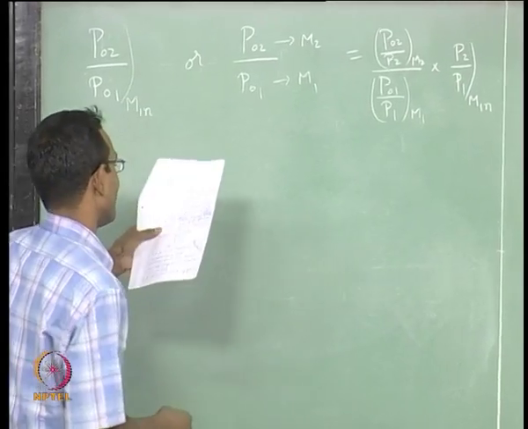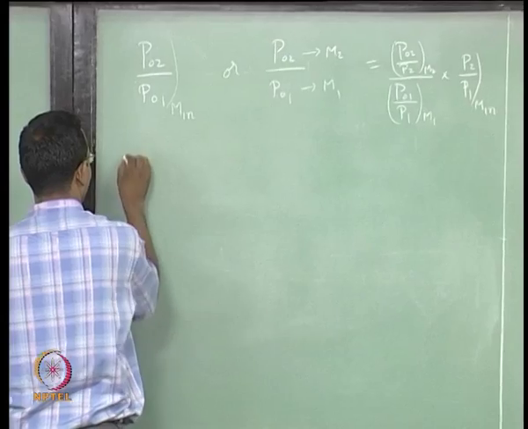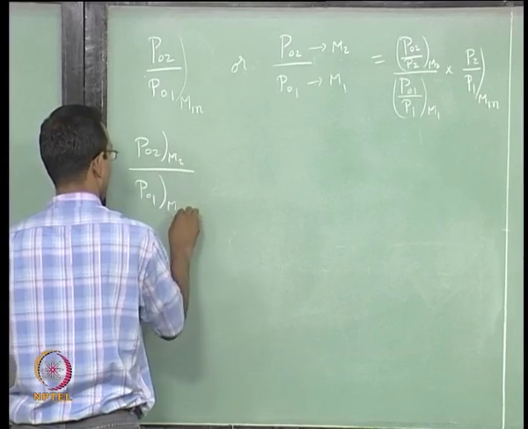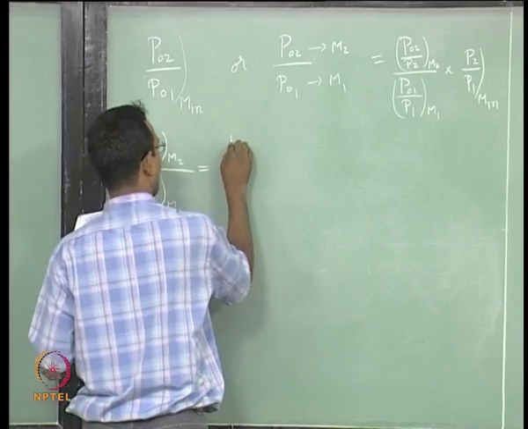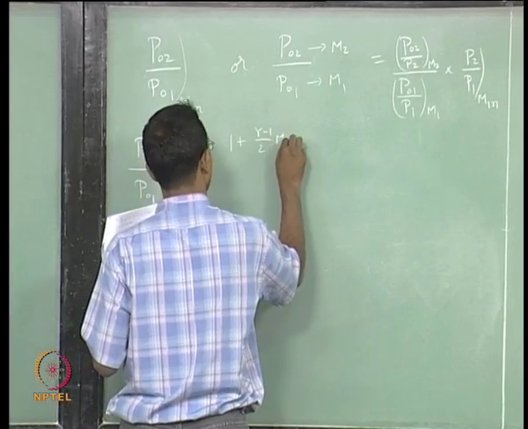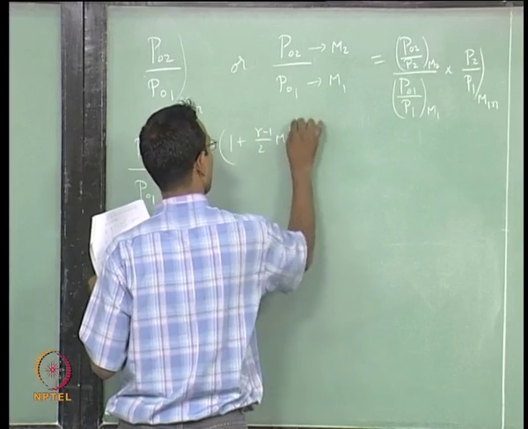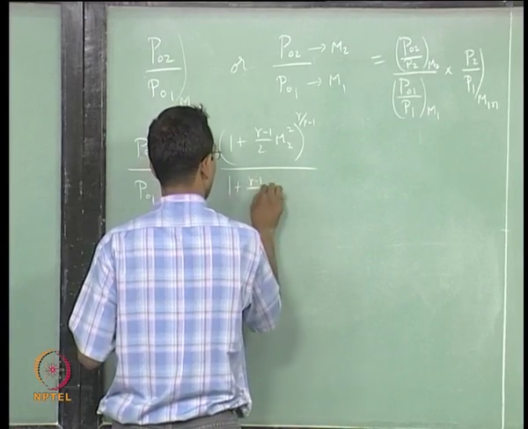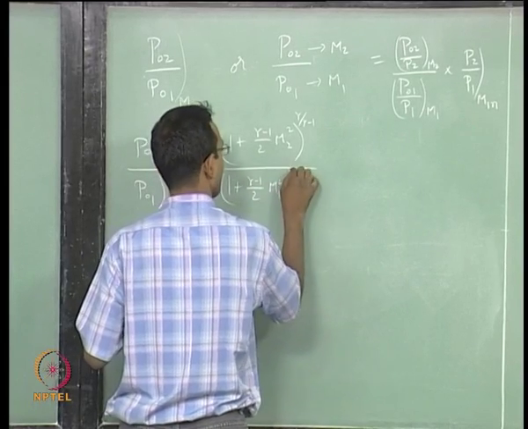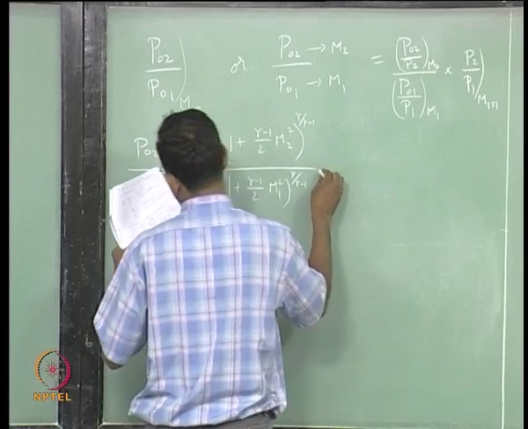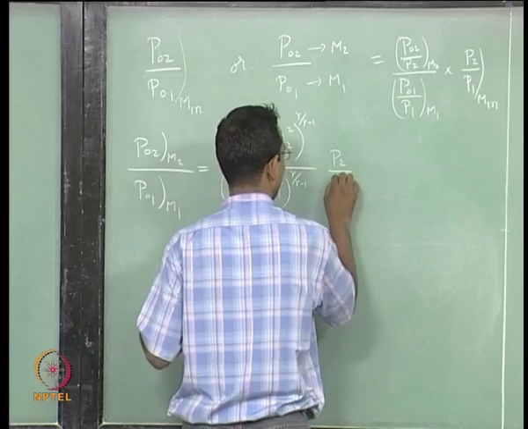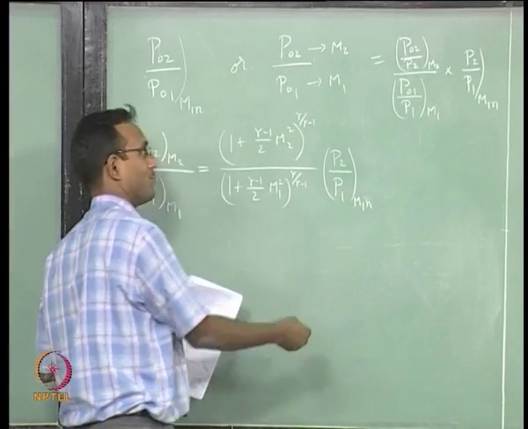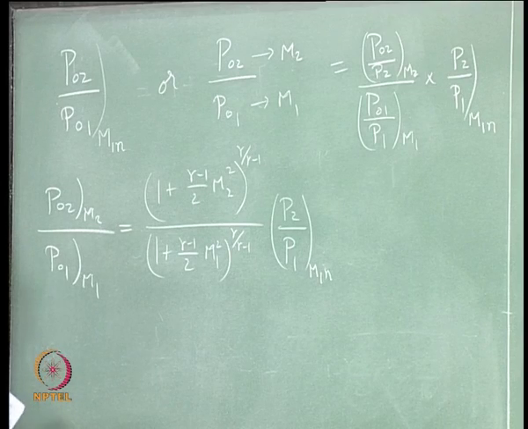So, now we want to write the expressions for these. Let us say since I started that, I will write that P02 from M2 divided by P01 from M1. If I expand those terms, it is going to look like M2 square to the power gamma by gamma minus 1 divided by 1 plus gamma minus 1 by 2 M1 square to the power gamma by gamma minus 1, multiplied by, I will just leave it as P2 by P1 from M1 normal. Because that is going to be the same for both, I do not want to write the expression, I will just leave it like this. Okay.